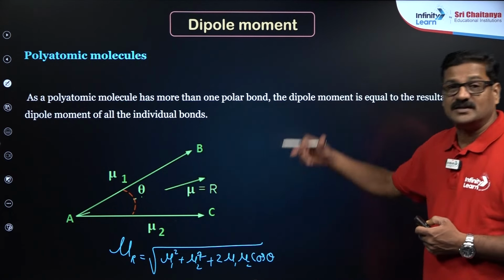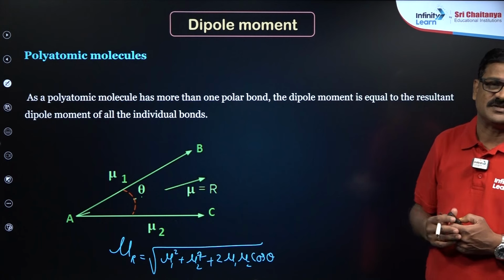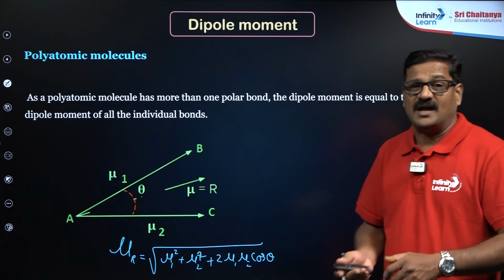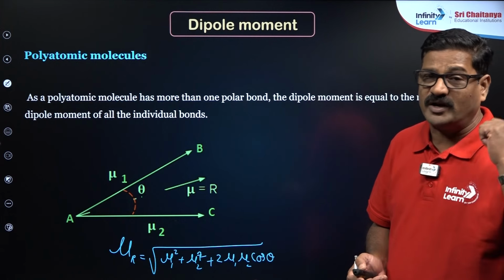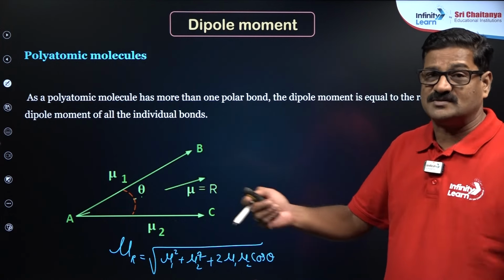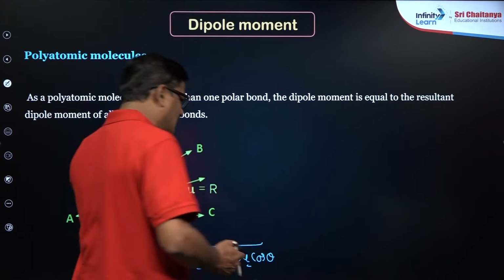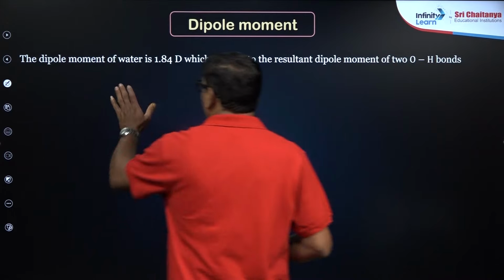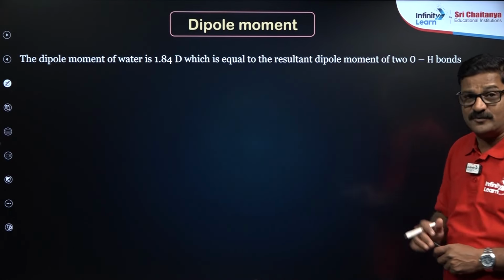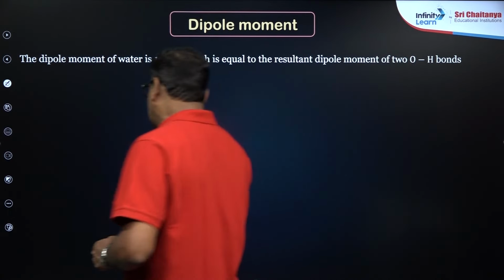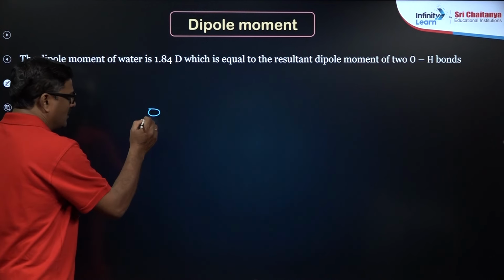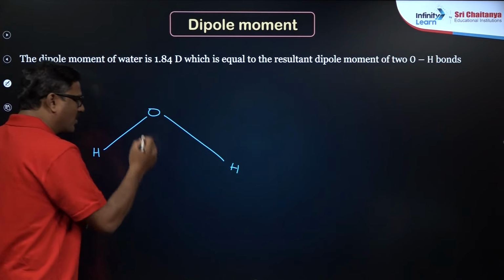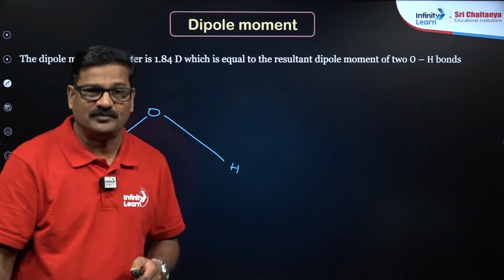As theta increases, dipole moment decreases. When theta is equal to 180 degrees, the resultant dipole moment is going to be 0. As theta decreases, the dipole moment increases. So let's see various examples. The dipole moment of water is 1.84 debye. How is it so? Oxygen is bonded to two hydrogens, and the bond angle is 104 degrees.